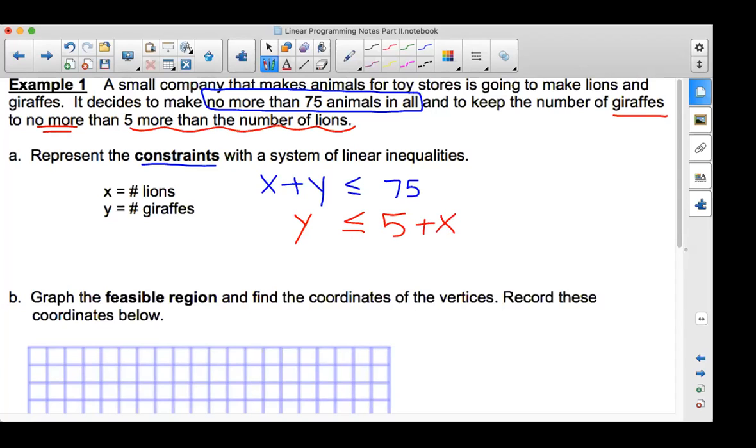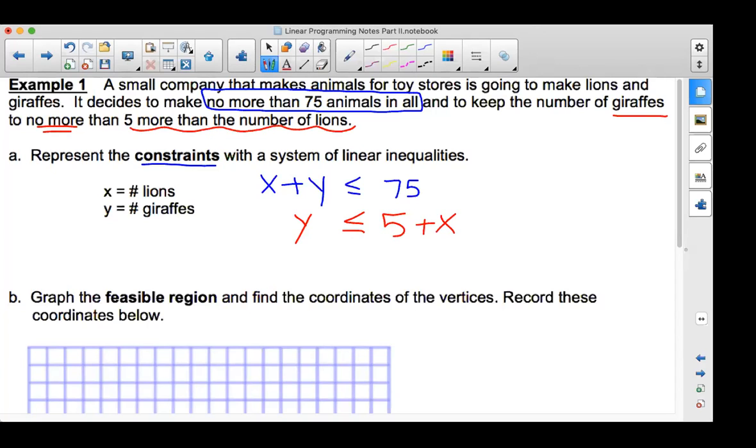Yeah, 5 plus x. So it's going to be 5 more than the lions. So if I have 5 lions, I would have 10 giraffes. So you're going to have more giraffes than you have lions. 5 more giraffes specifically, no more than that, than the number of lions. All right, so now I have 2 inequalities.